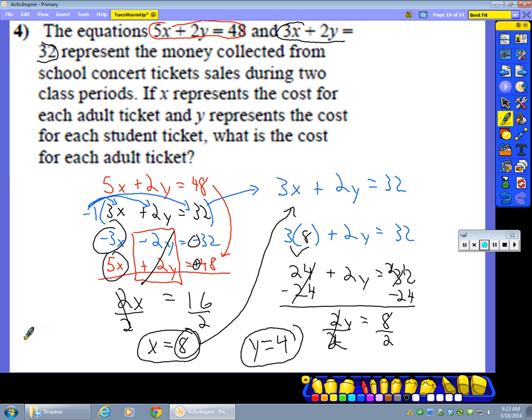So if I was going to put my answer in coordinate pair format, it would look like this. X is 8 and y is 4.